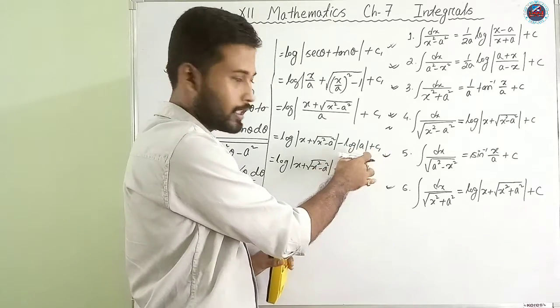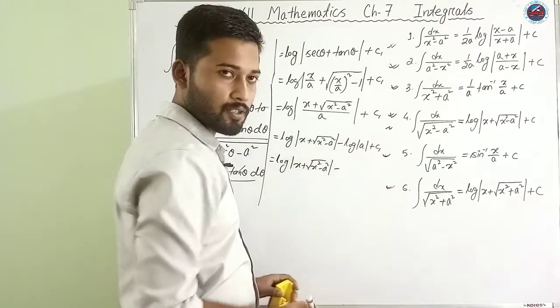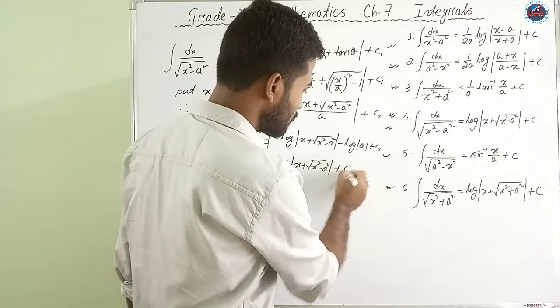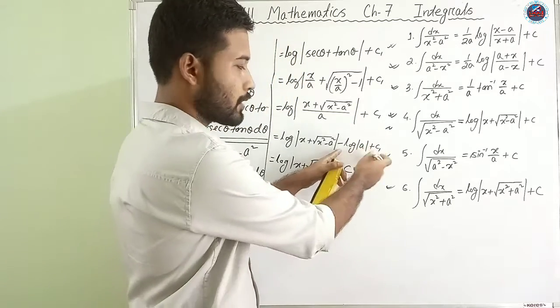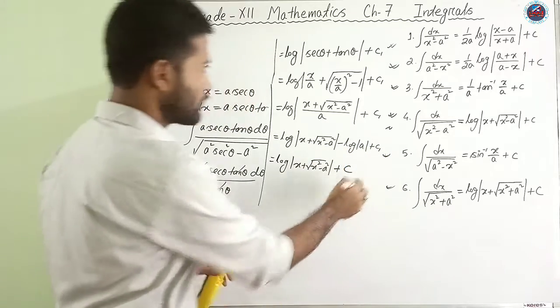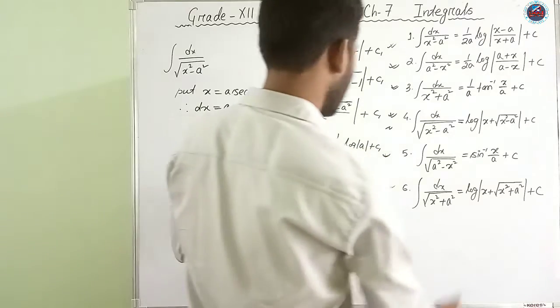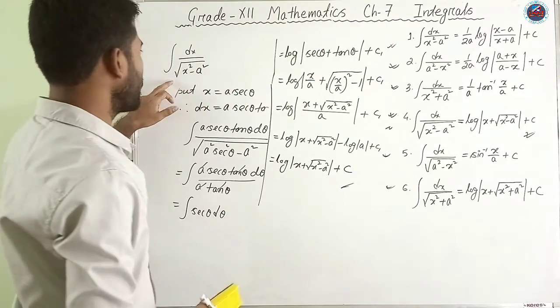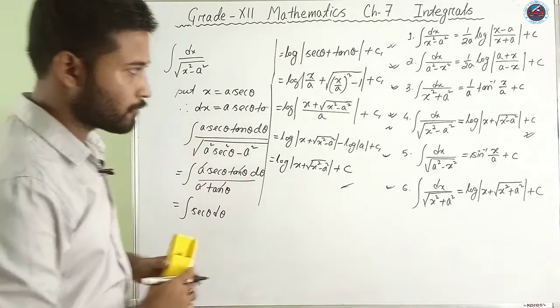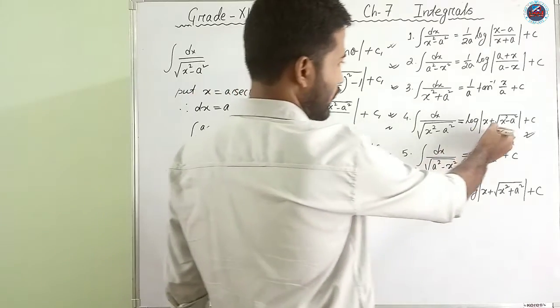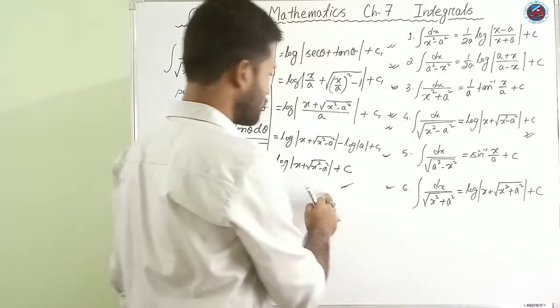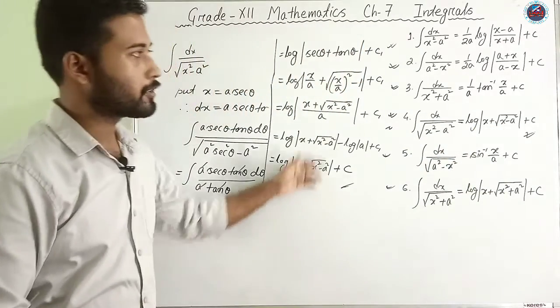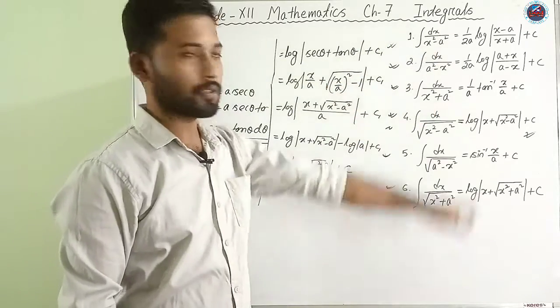This log of mod a is a constant, this c1 is also a constant, so I can just write plus c. So constant plus constant will be a constant. Thus we have found this formula, that is integration of dx by root over x square minus a square is equal to log of x plus root over x square minus a square, and this is how we can deduce all these formulas.